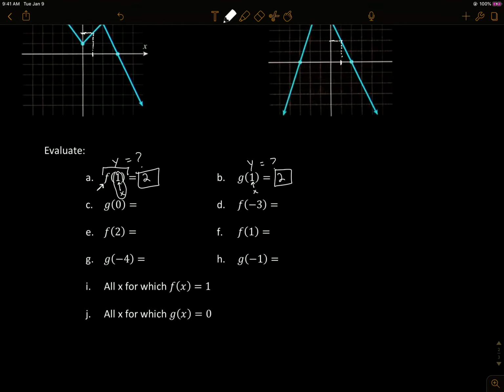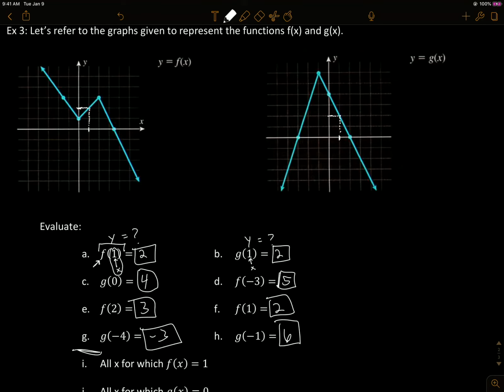Pause the video here and see if you can get ahead and only go up to part H. Okay, you can stop at H. All right, so you can pause the video again here and check your answers.